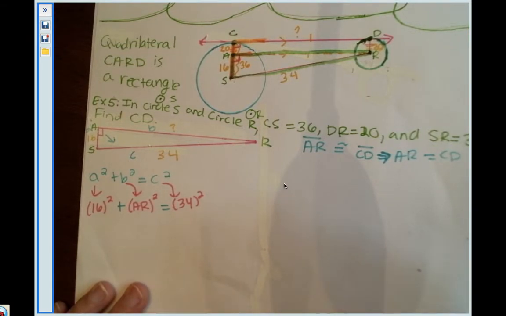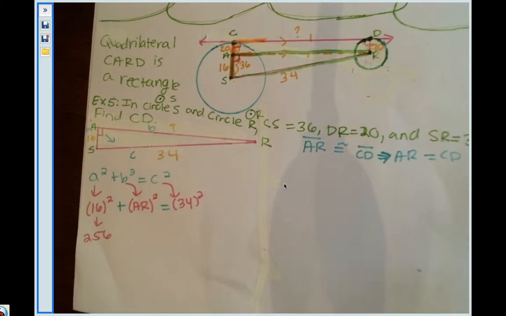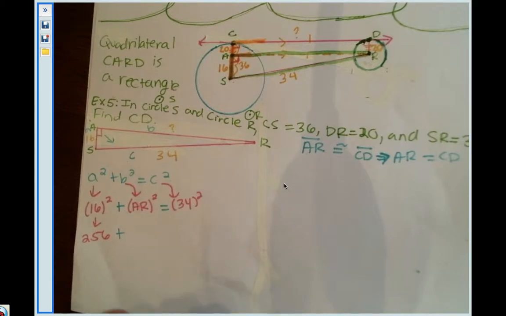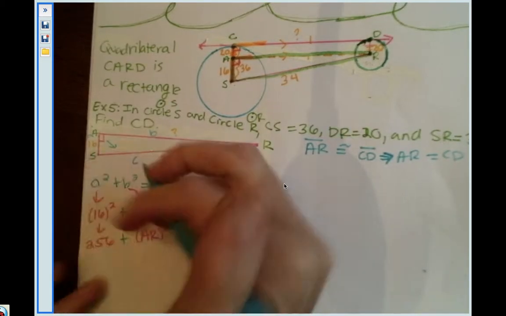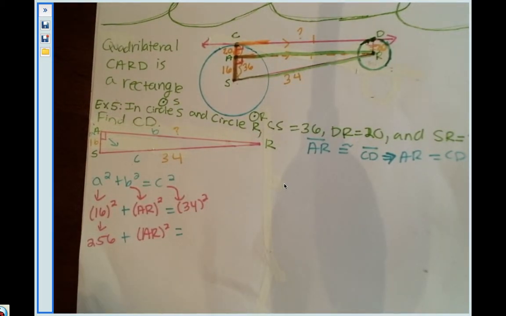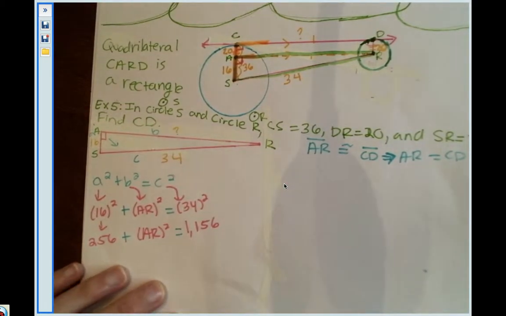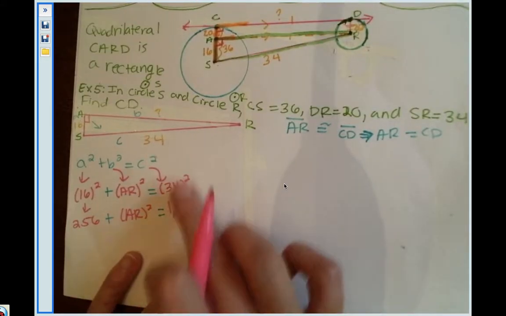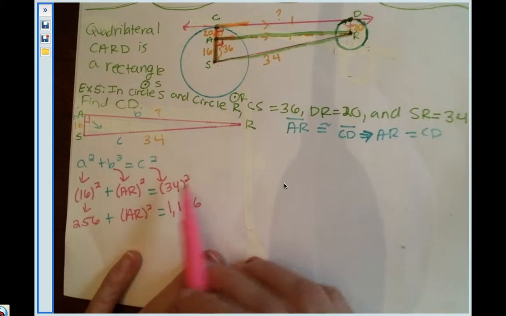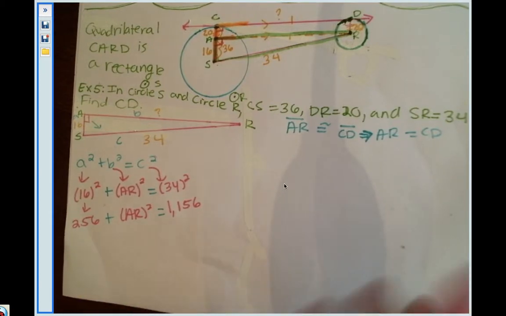So, let's see here. 16 squared is 256 plus AR squared equals 34 squared, which is 1,156. Which I definitely didn't know off the top of my head. I worked it out in advance. I'm not a math magician in that regard. So some of this stuff you do need to do by hand. When I originally did this, I did 34 times 34 by hand, and I did 16 times 16 by hand. So just saying, I didn't just know this in my head. But anyways, let's keep going.